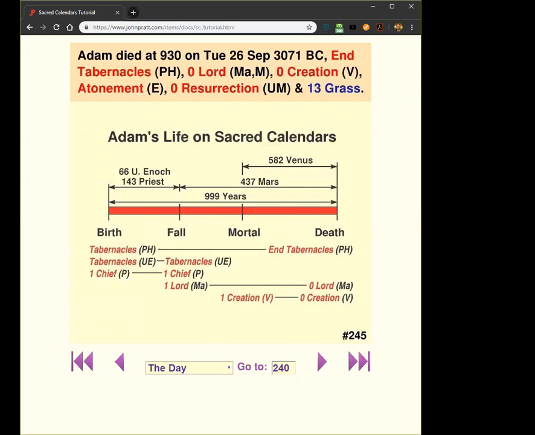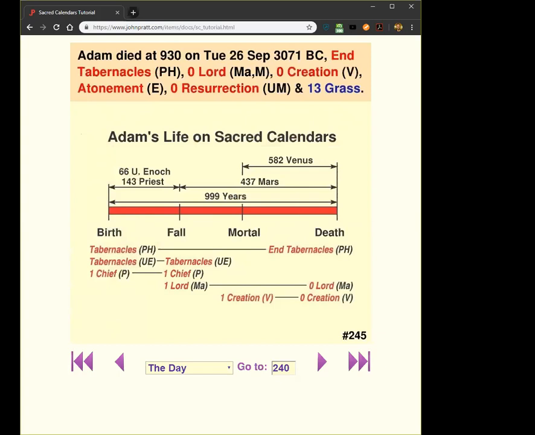Now, I do have the app up, and I am going to look at Mr. Chat Box. Okay, here we go. Question says, why does slide 245 show 999 years and Adam was 930 years?